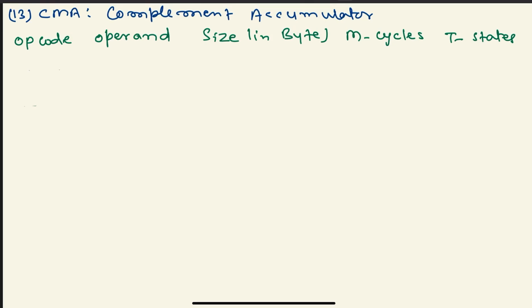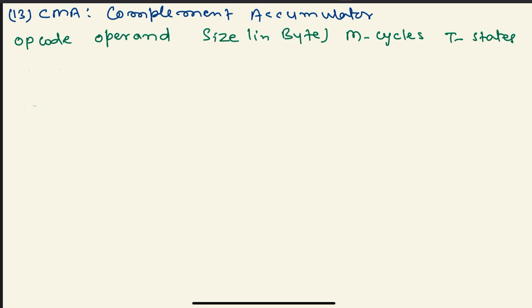So in this video, with the continuity of logical instructions, I am going to explain the next logical instruction, CMA. The function of this instruction is: CMA is complement accumulator. So basically, by the use of this instruction, we find the ones complement of the accumulator content.